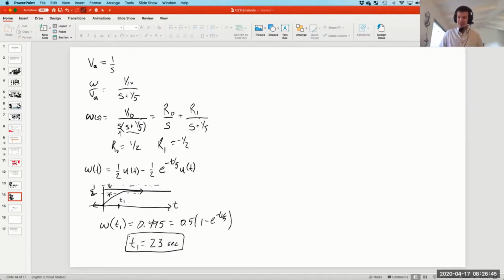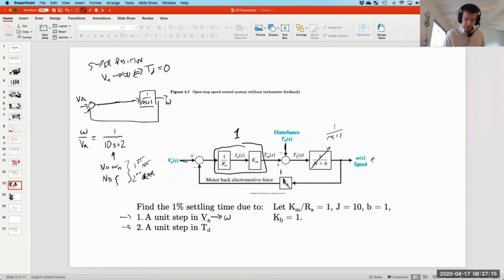Questions on that? So just to confirm, the conclusion from this problem would be that our system takes about 23 seconds to reach steady state? Yeah, where essentially reach steady state means reach within 1% of steady state. Okay, thank you. Yeah, good question. Okay, so I'm going to switch back here because the answer to the first question here we just found is about 23 seconds.